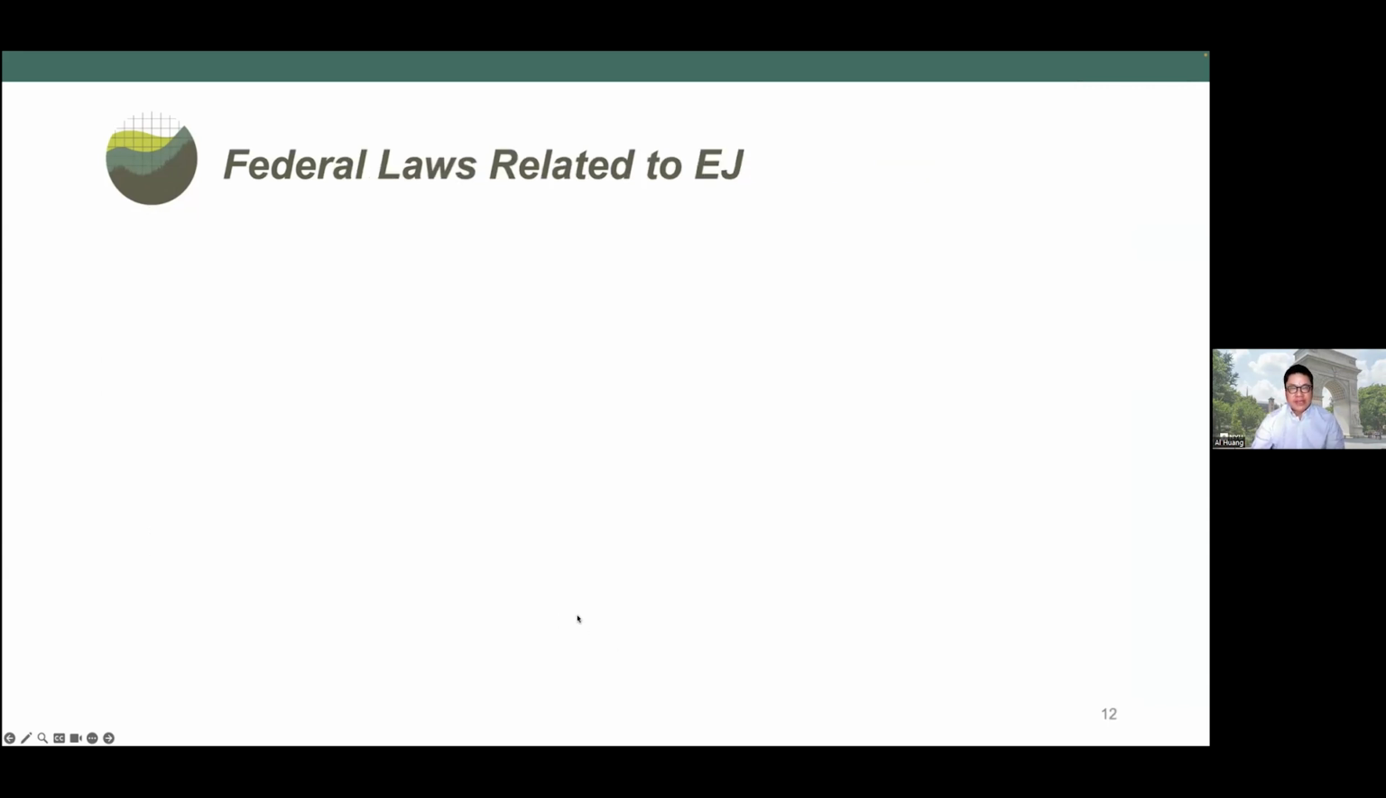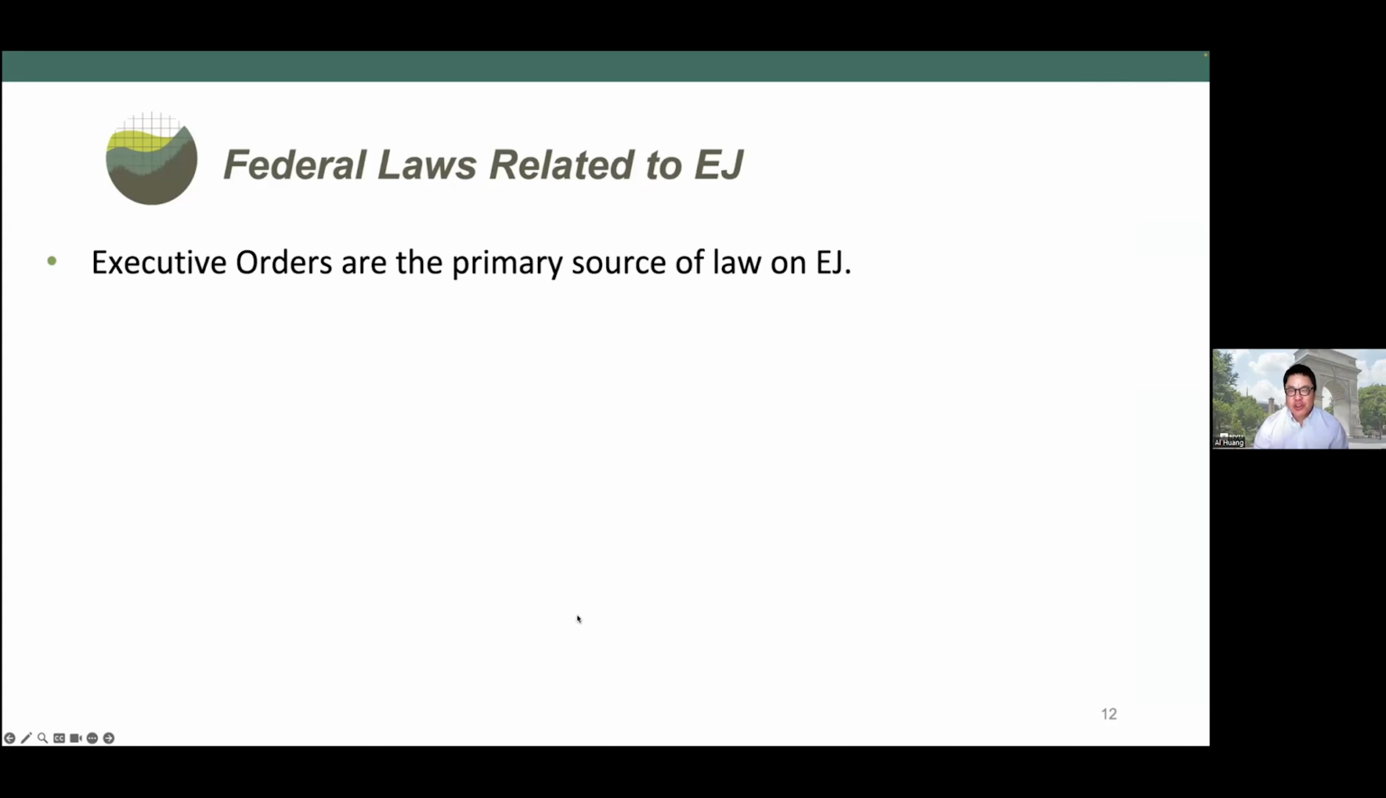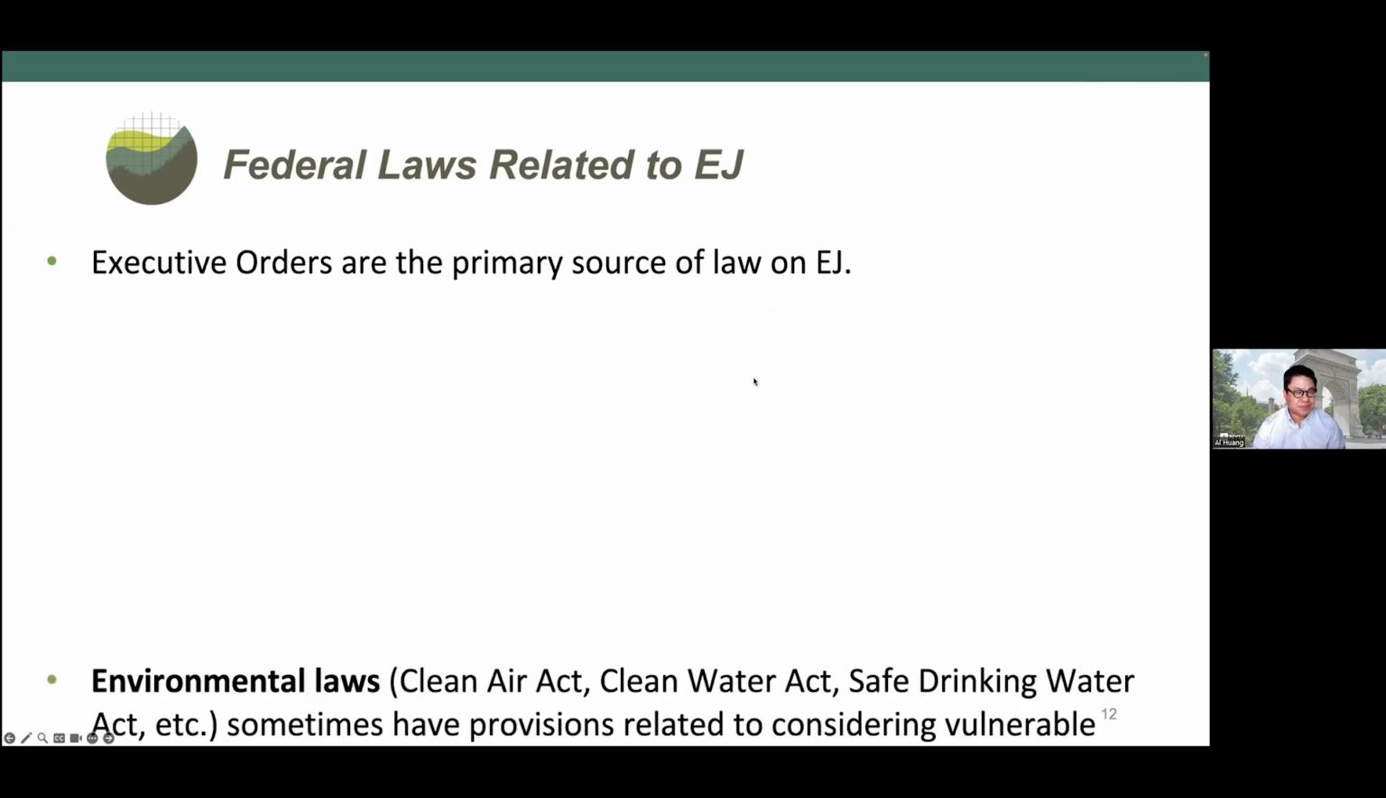So, federal laws related to EJ. We've mentioned already that executive orders are the primary source of law on EJ. Again, I think it's a reminder of how tentative environmental justice is at the federal level, because we don't have legislated federal laws on EJ, which I'll talk about in a second. What we really have are these executive orders, which live from president to president and essentially send the charge to the executive branch agencies on what they're required to do in considering environmental justice.